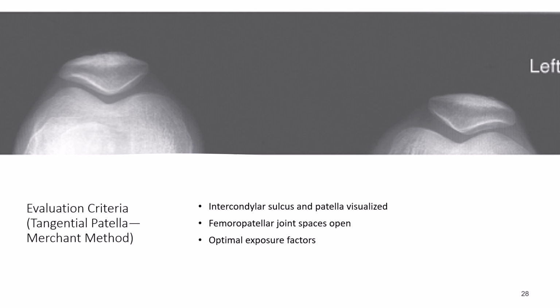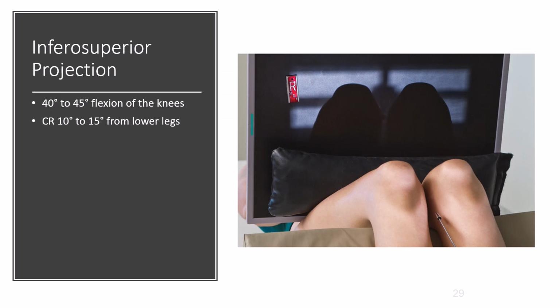Then we have the infrasuperior projection. This is actually on page 260. This and the Houston method. So the infrasuperior axial is figure 6.138 on page 260. There's 40 to 45 degree flexion of the knees, and the central ray is angled 10 to 15 degrees from the lower legs. You can see that right here. The central ray, the tube would be coming up this way.